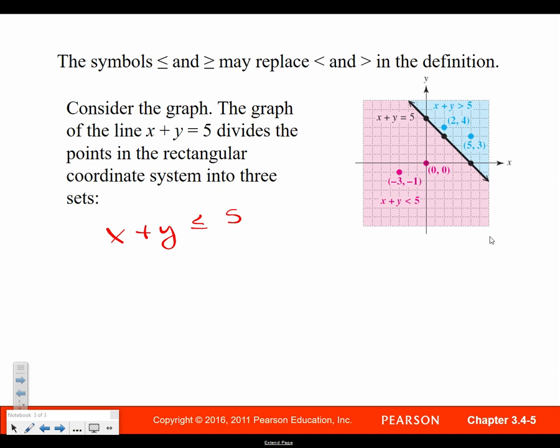That's going to give me a 5 for y. So here's my 5 for y. And if I make y 0, I'm going to get a 5 for x, right? So there's my 5 for x. I connect those two with a solid line because that is equal to. So it would look like this. Now, I have to figure out whether I'm going to shade above that line or below that line.